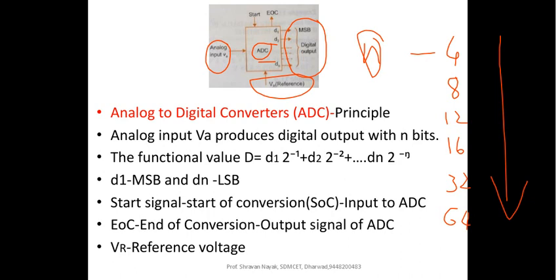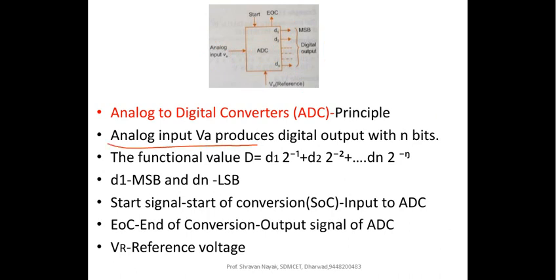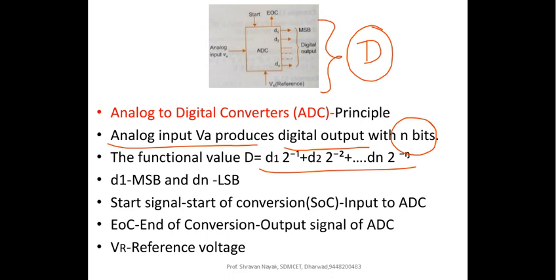Now if you look at the literature here, analog input VA produces a digital output with n bits. The functional value of this digital output D is given by the formula D = D1 × 2^-1 + D2 × 2^-2, and so on, plus Dn × 2^-n in an n-bit analog to digital converter, where D1 is the most significant bit and Dn is the least significant bit. So this is the very general structure of your analog to digital converter.